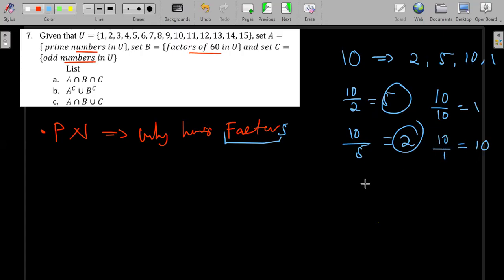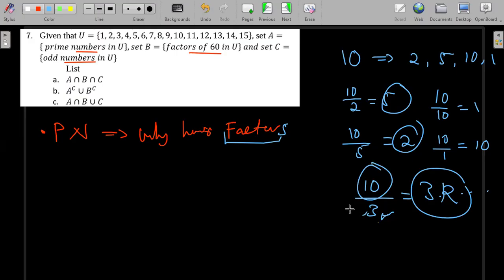There's no remainder. But if I did 10 divided by 3, this will be 3 point something something, so there will be a remainder. So we are saying 3 is not a factor of 10 because it can't go into 10 without leaving a remainder. So that's what a factor is: a number that can go into a certain number without leaving any remainder.